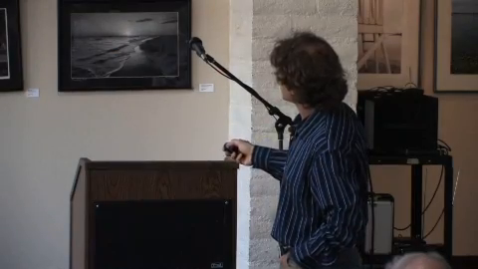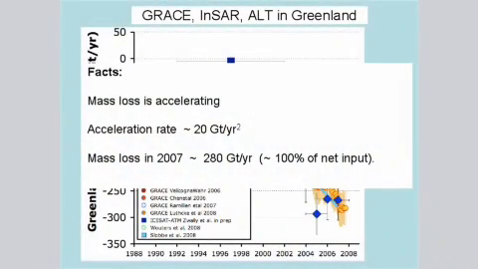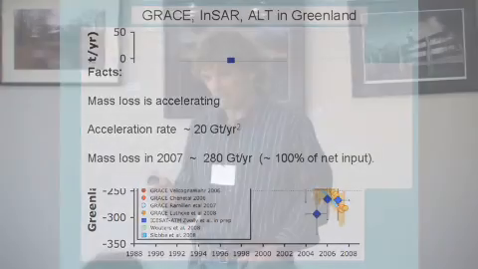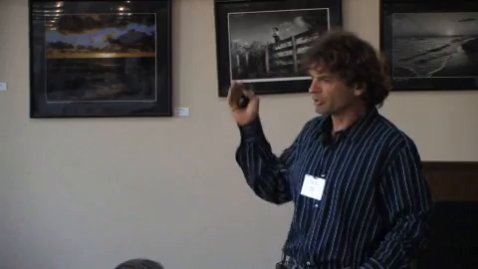The mass loss has an acceleration rate of about 20 gigatons per year squared. In 2007, the mass loss was 280 gigatons. That's 100% of the net input of the ice sheet. So basically, you put 280 gigatons of mass, and I'm including the runoff in that. You're adding mass to the Greenland ice sheet. You remove that, and you take that much, and you remove it too.